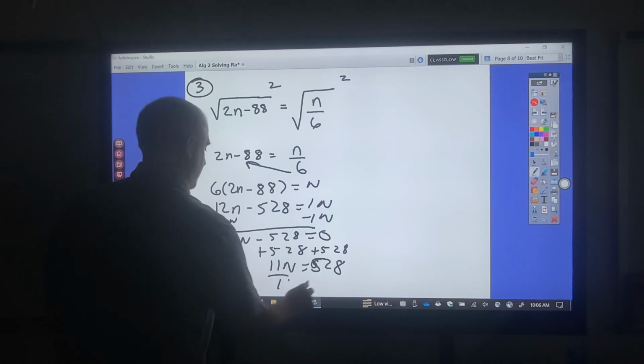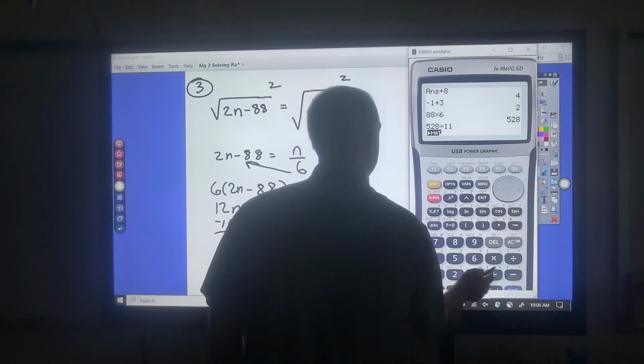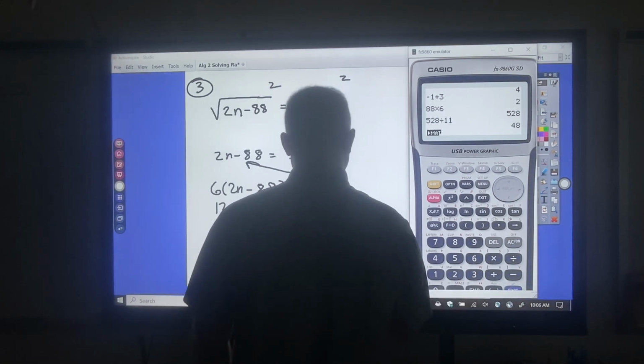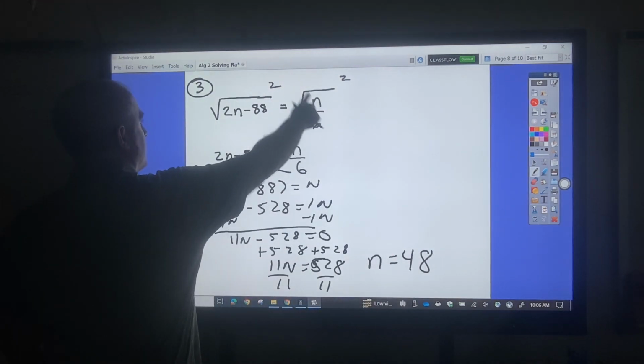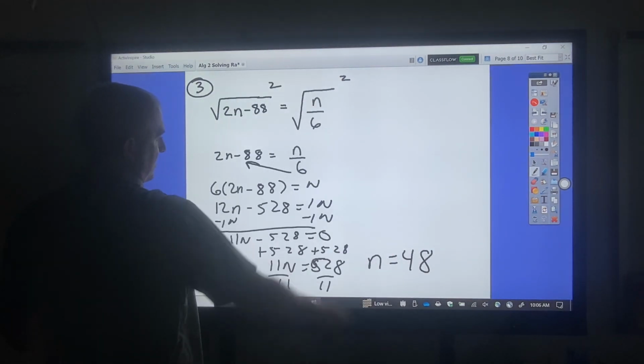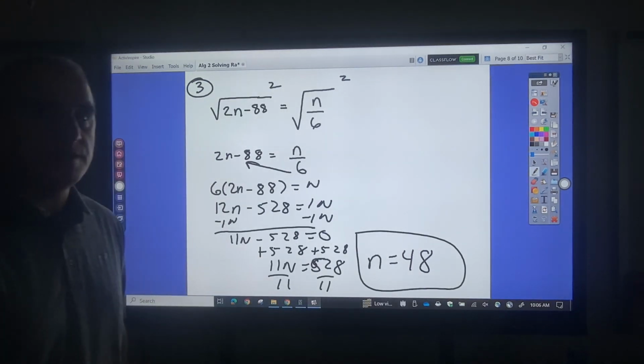Divide by 11. I don't know what 528 divided by 11 is. It is 48. Okay? Now, if I put that in there, let's just check. 48 goes in there, I'm good. 2 times 48 is 96, I'm good there. So that's got to be your answer. Okay? All right?